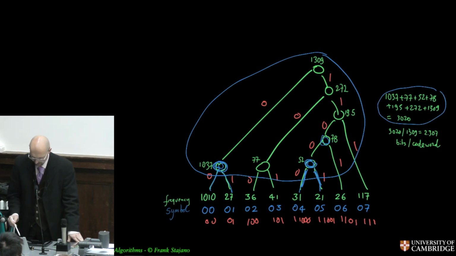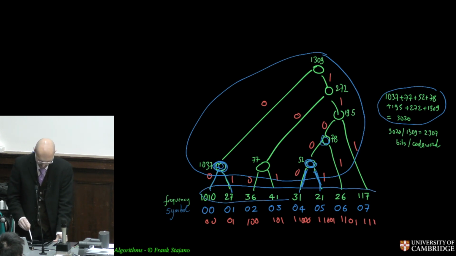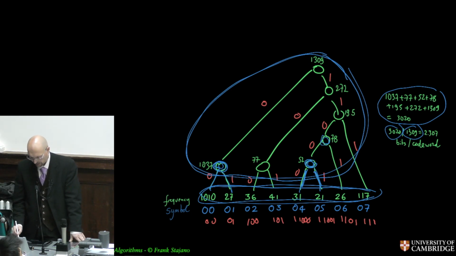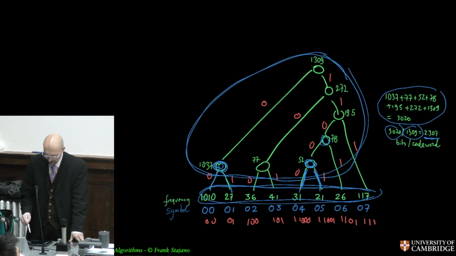Adding up all these numbers gives me 3020, and the real cost in bits is obtained by dividing this by the total frequency, which is the sum of all these. So the sum of all these, which is this, divided by the sum of all these, which is this, gives me the cost of the code as bits per code word on weighted average. That's 2.3 bits for this code. And of these 2.3 bits, then this decision here contributed 52 divided by 1309.